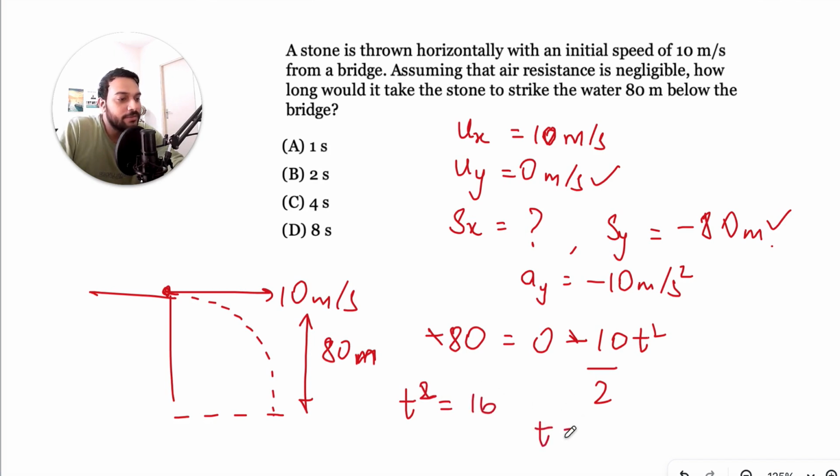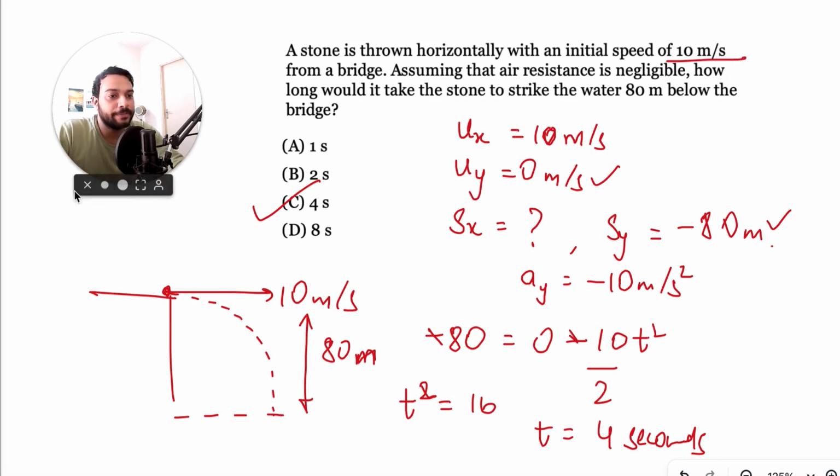What is t equal to? 4 seconds, plus minus 4, but time will not be negative, so 4 seconds. Option C. So essentially we did not need this information at all, the horizontal velocity. Okay.